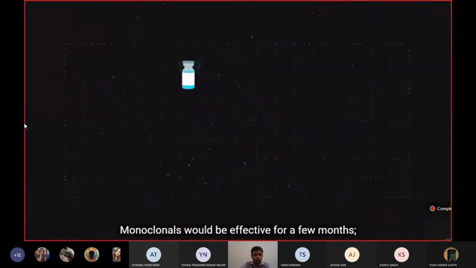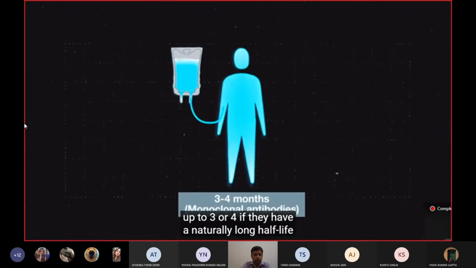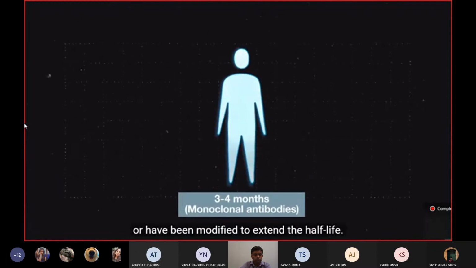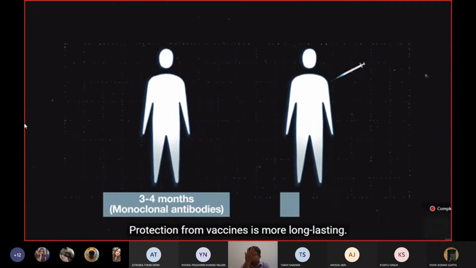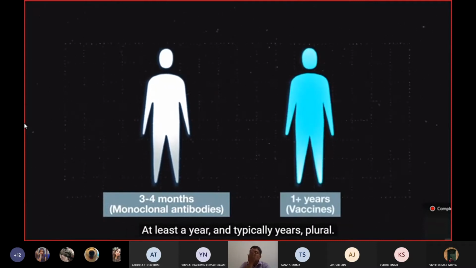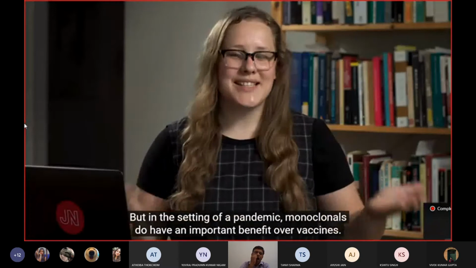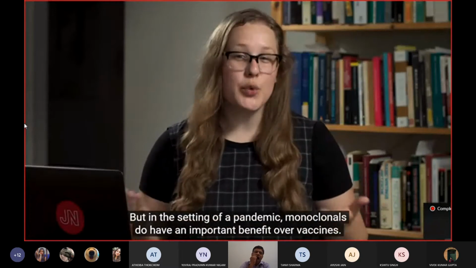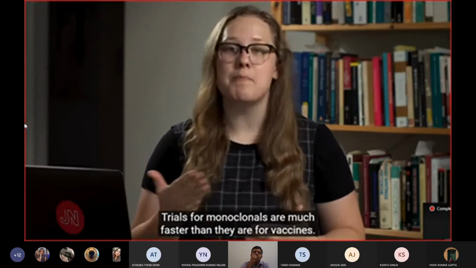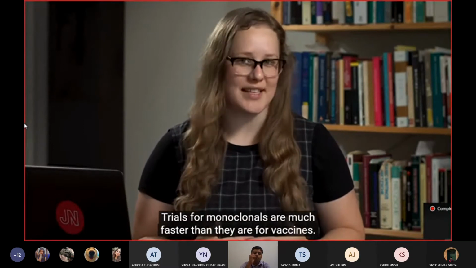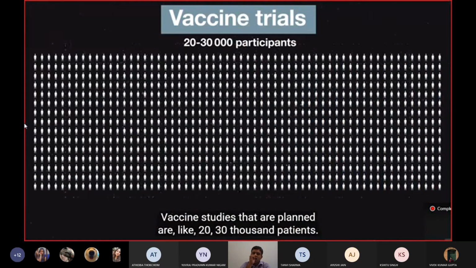Monoclonals would be effective for a few months, up to 3 or 4 if they have a naturally long half-life or have been modified to extend the half-life. Protection from vaccines is more long-lasting, at least a year and typically years, plural. But in the setting of a pandemic, monoclonals do have an important benefit over vaccines. Trials for monoclonals are much faster than they are for vaccines. Vaccine studies that are planned are like 20, 30,000 patients.